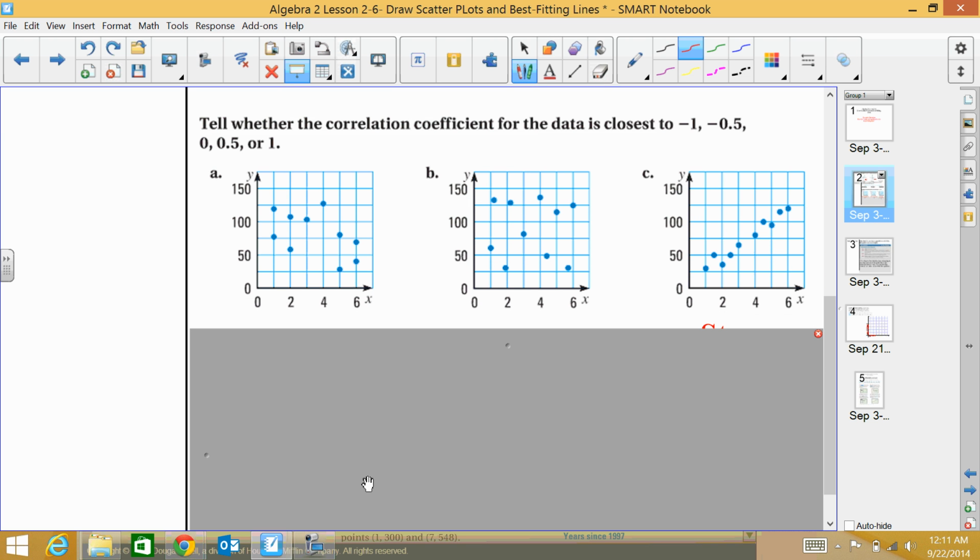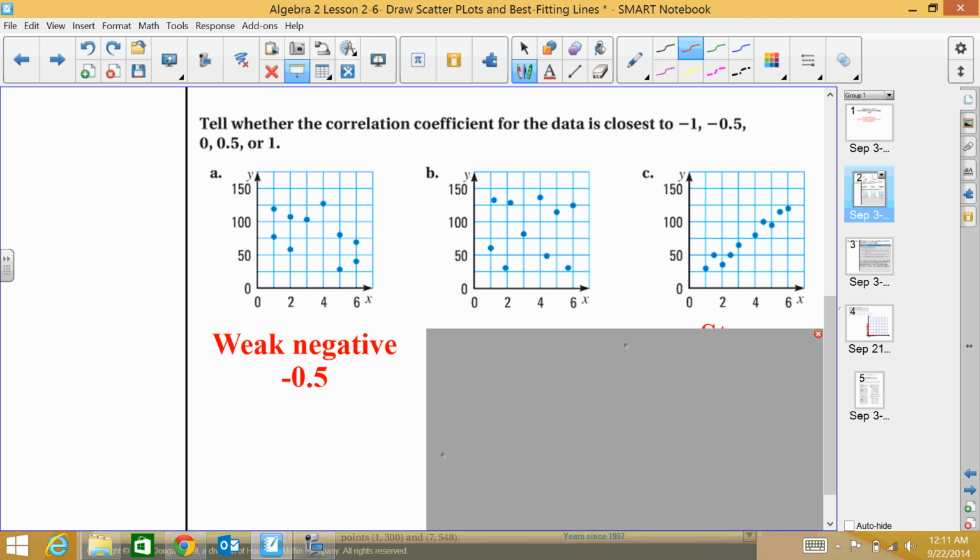So in letter A, can you guys see any kind of correlation in there? I kind of see a negative trend here. It's not very strong because the points are pretty scattered, but it is tending to go downhill. So I would say that that one would have a weak negative correlation. So that would be a -0.5 because it is kind of going downward, but it's not really strong. So we're going to put it in between 0 and -1.